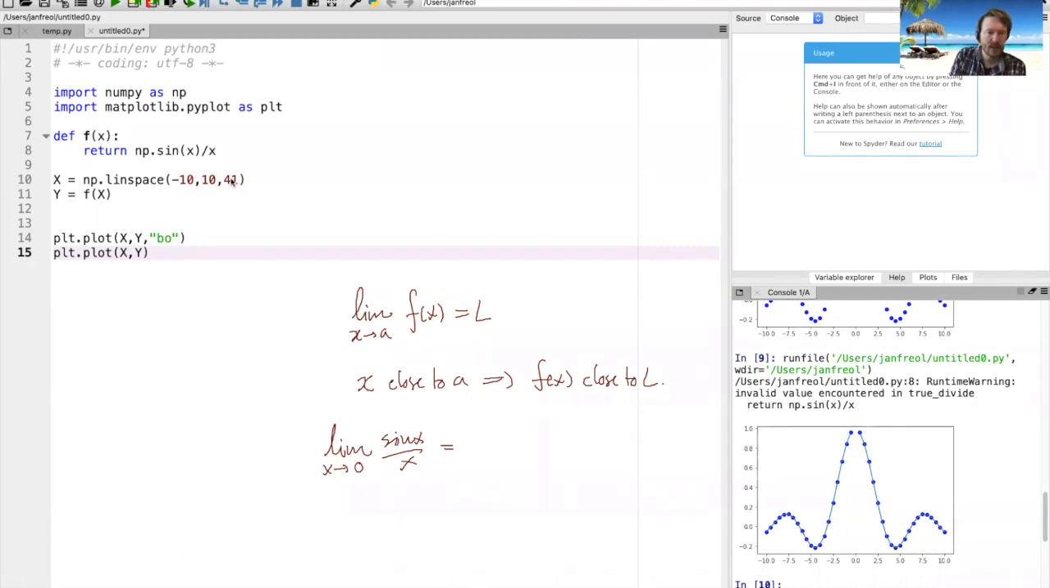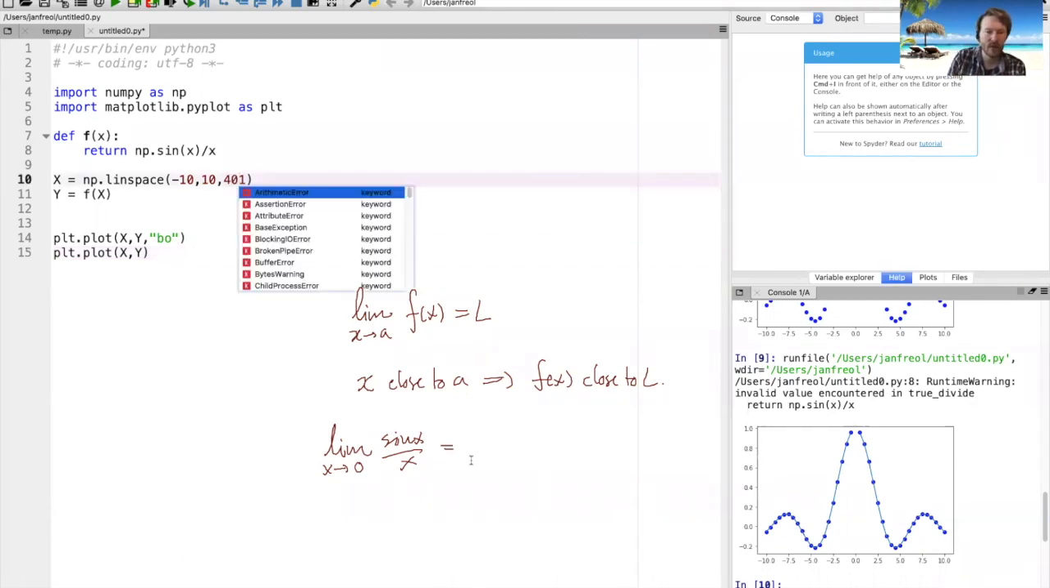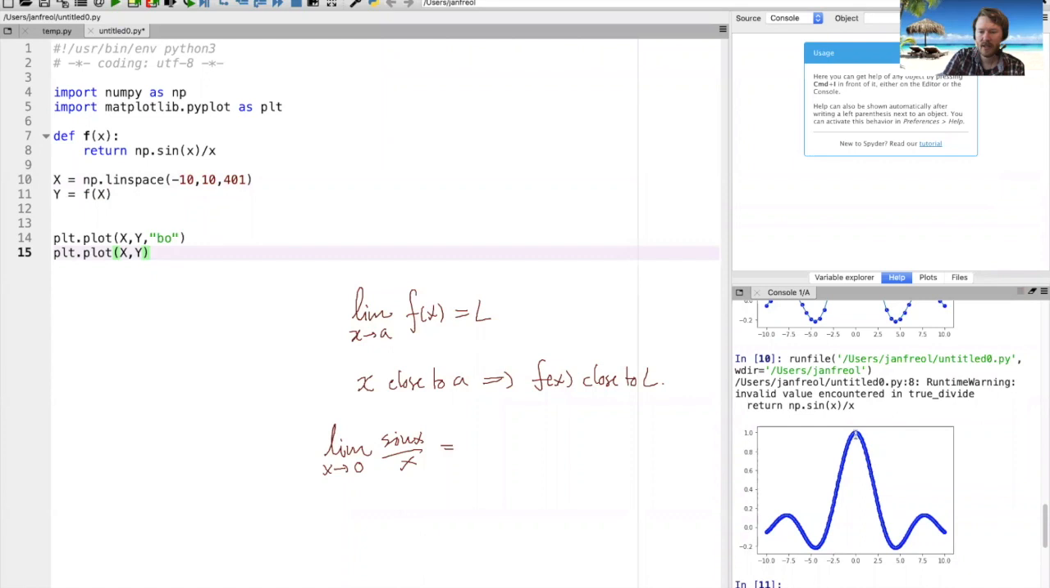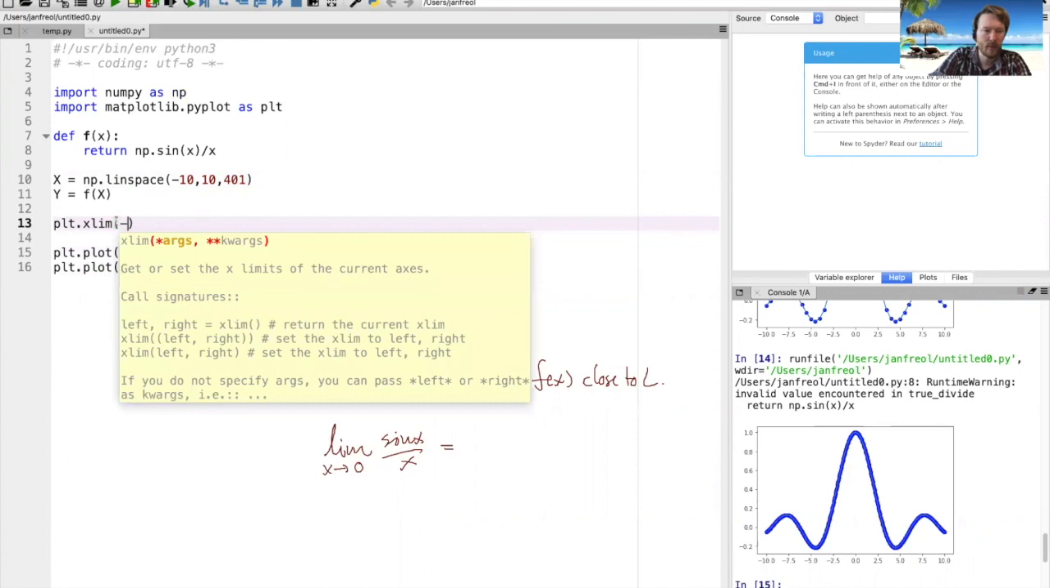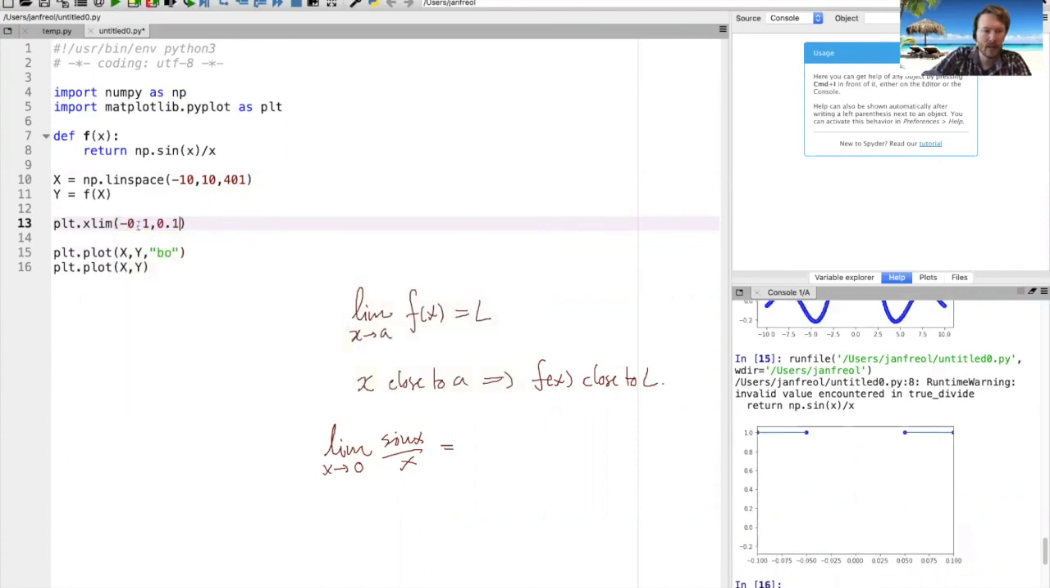So let's see. Let's, instead of 41 points, do 401. Let's go crazy. Now you can see that these dots are getting really, really tight here to 1. To zoom in and see what's going on, I would do plt.xlim and then go from -0.1 to 0.1. Maybe that's a bit too close. Let's do 0.5. Here, notice that we're really, really getting close to 1, right?